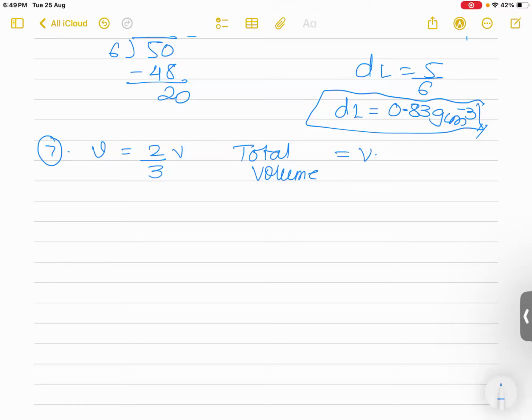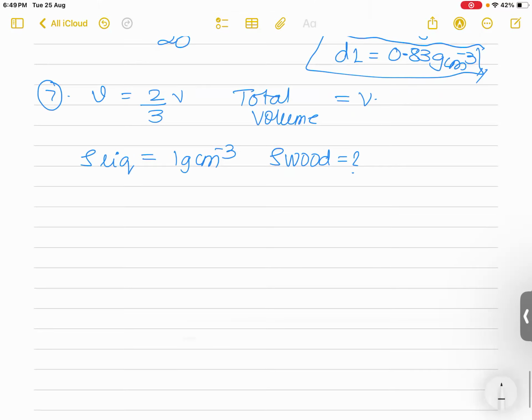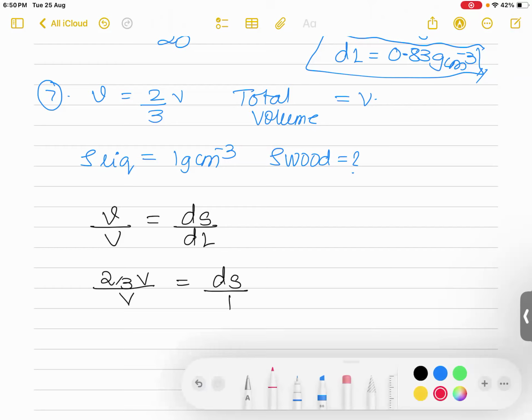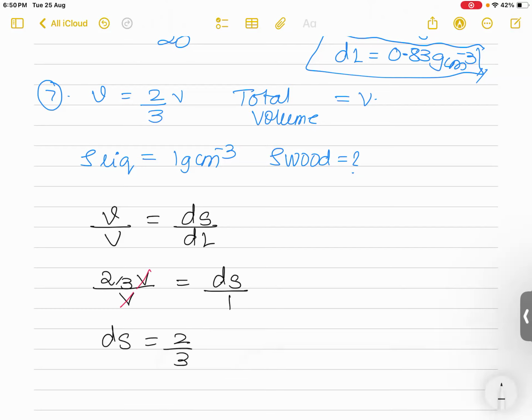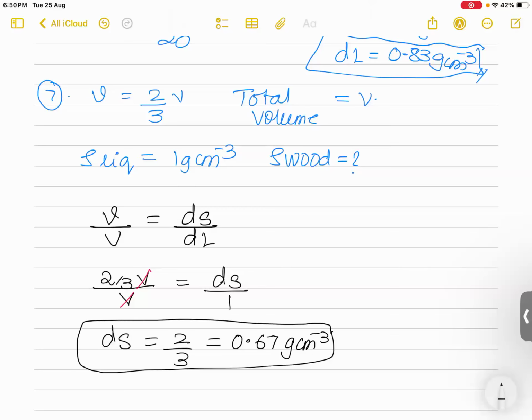Then calculate the density of the wood if it is in water. So density of liquid, I will take it as 1 g cm^-3. Density of wood is supposed to be found. So which formula should we prefer? Small v upon capital V is equal to density of solid upon density of liquid. Small v is 2 upon 3 V upon V. Density of solid I don't know, and for liquid it is 1. I'll cancel this V and V. On cancelling, I will get density of solid as 2 upon 3, which will be 0.67 g cm^-3. This is the density of wood which I have found.